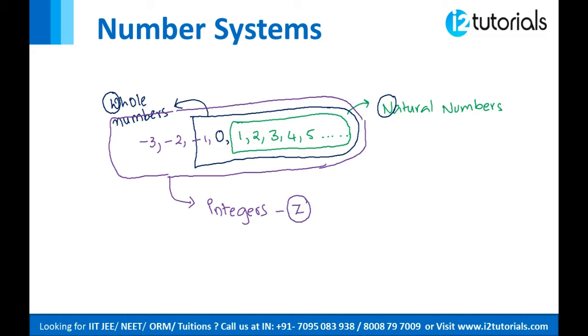So what is this Z? Here we are representing the natural numbers with N, and the whole numbers with W. And why do we represent the integers with Z? Usually this Z is derived from the German word Zahlen. What do you mean by Zahlen? Zahlen means counting.